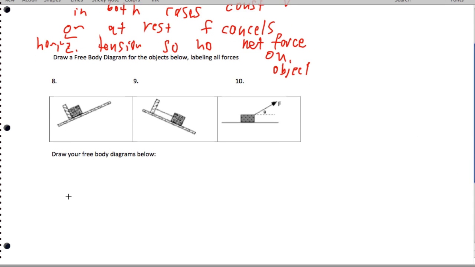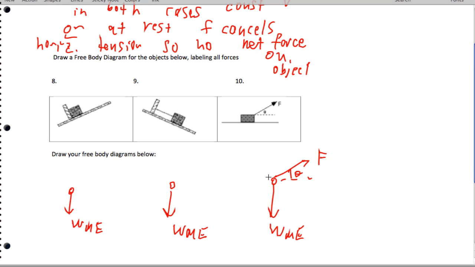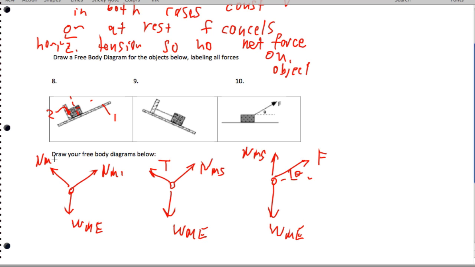Now for our free body diagrams, these were great. There's weight for all of these. And what was awesome was when I was going around the room, I saw a lot of people draw things like this, which is just great. So now for number 10, we'll have a force at an angle theta. And we did a normal on the mass due to the surface. Here, we're going to have tension like this, and a normal on the mass due to the surface. And for this last one, we've got two normal forces. One from this surface here, and the other from the floor, which is tilted. I'll call this 1, and I'll call this 2. So normal on the mass from 1, and normal on the mass from 2.